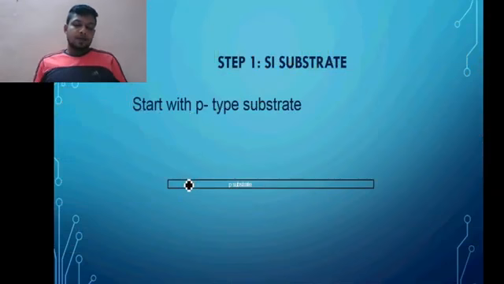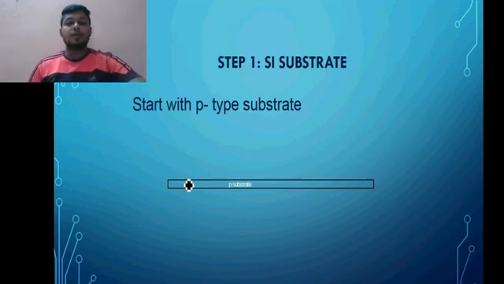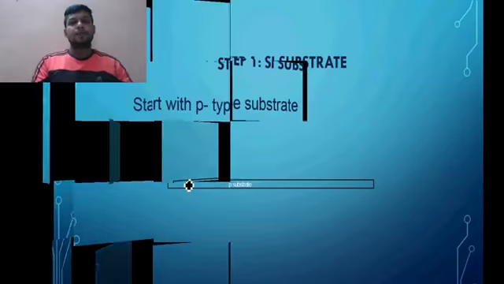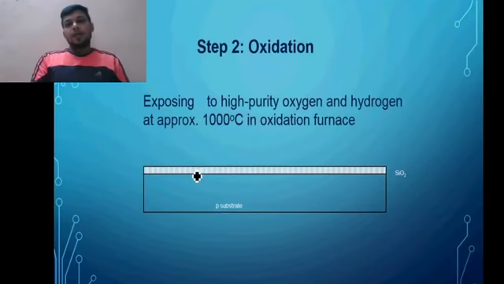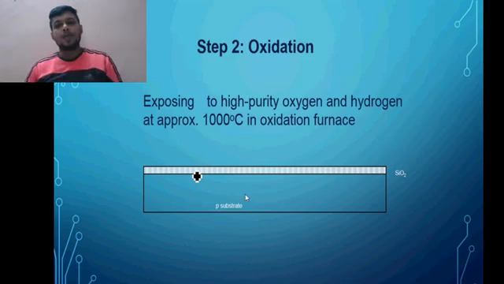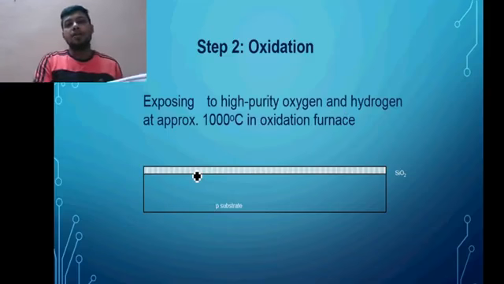So now let's see how these layers are created on this wafer. So the first step is to take a substrate. Here we'll take a P substrate. So the next step is oxidation. We'll expose this substrate to high purity oxygen and hydrogen at approximately 1000 degrees Celsius in an oxidation furnace.